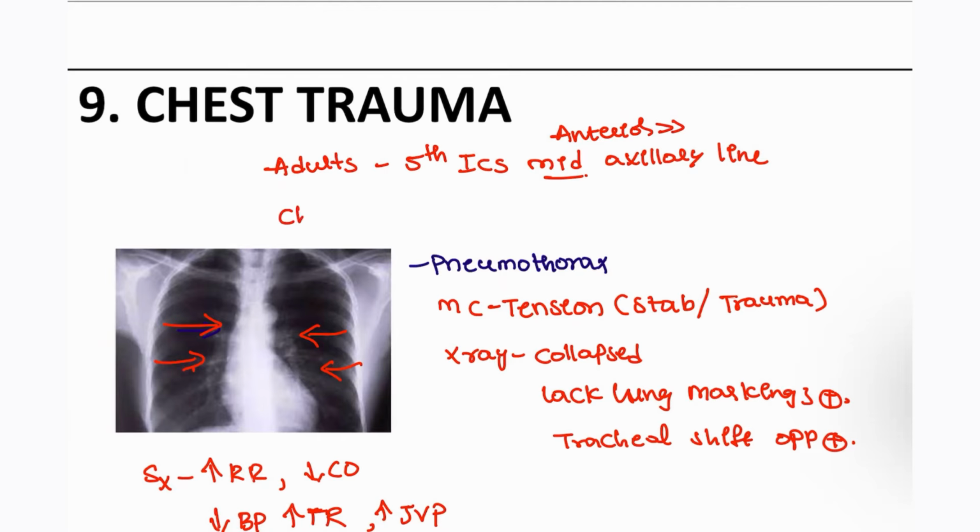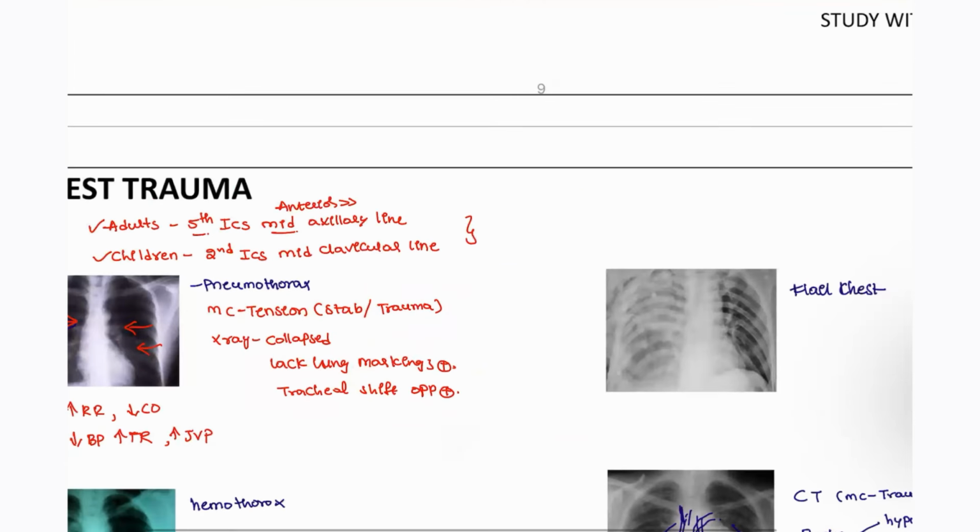Next, coming to the children, it has to be at the second intercostal space at the mid clavicular line. Okay, mid clavicular line, guys. Okay, this is the mid clavicular line. For the adults, the needle should be inserted at the fifth intercostal space, anterior axillary line. Children, second intercostal space, mid clavicular line. And after the needle decompression, you have to move on to the tube insertion. Okay, tube thoracostomy should be given, and this tube should be at the location of the triangle of safety. Okay, triangle of safety, up to inside.